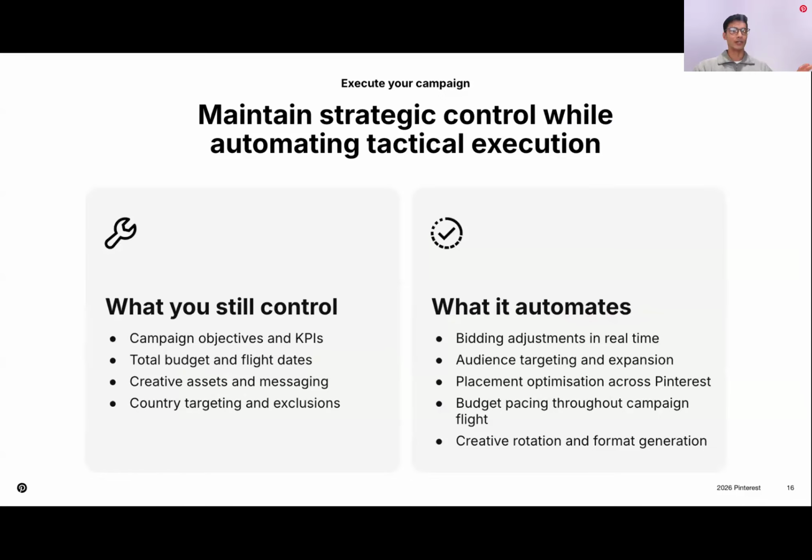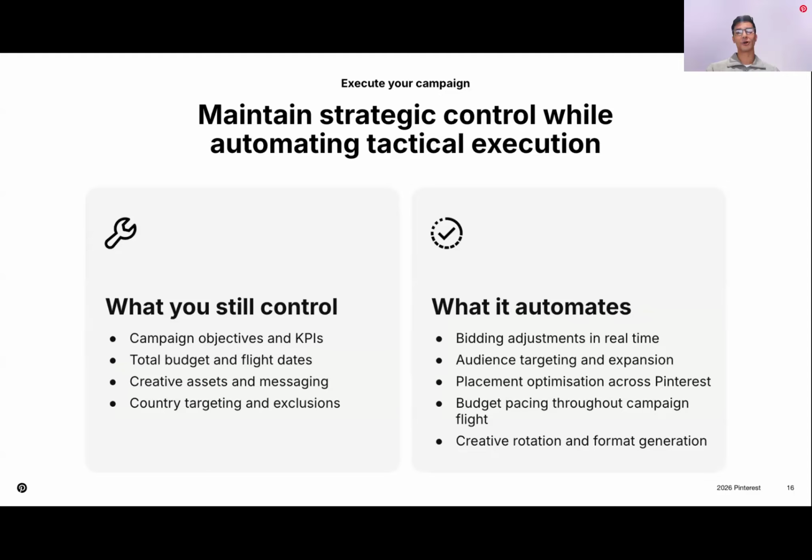A common concern with automation is the fear of losing control over your execution. A lot of other platforms have automation campaigns as well. Meta has it, Google has it, TikTok has it. But with the one at Pinterest, Performance Plus, we like to say that you are getting automation with control.